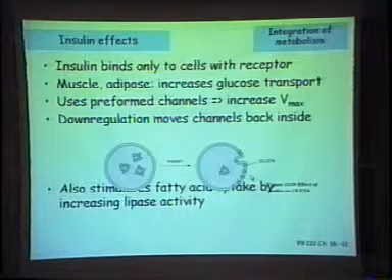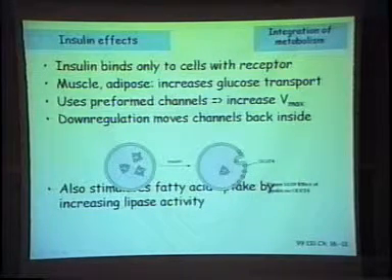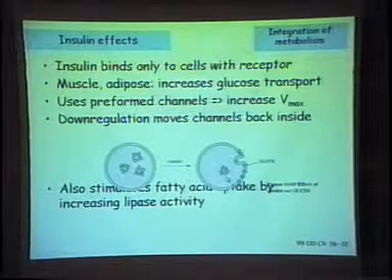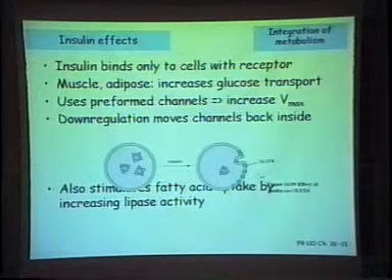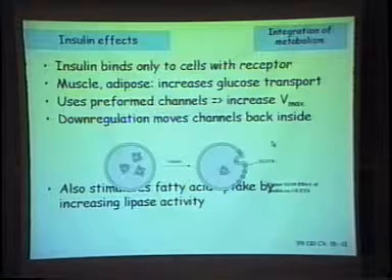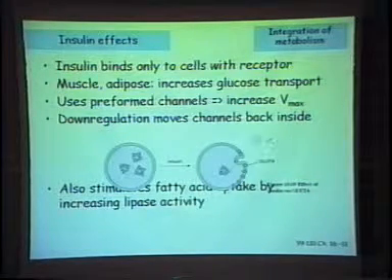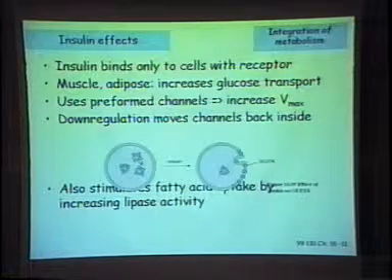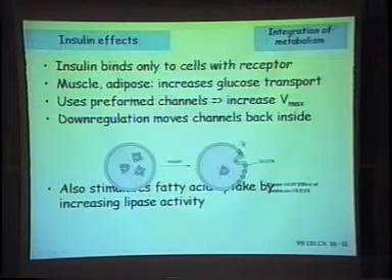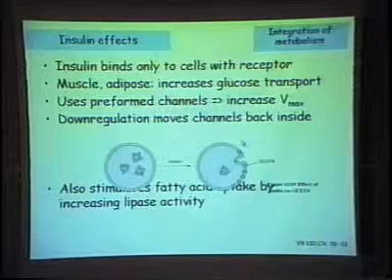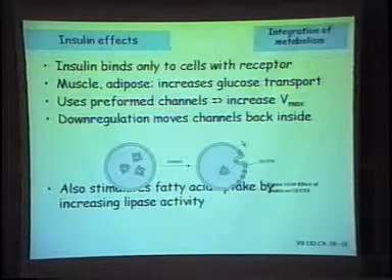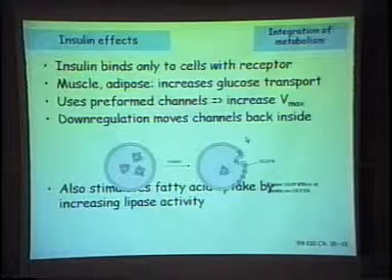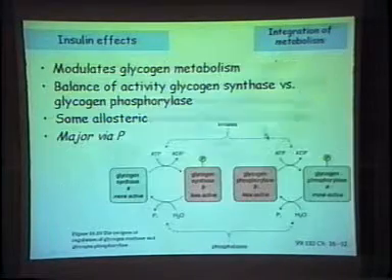Each channel is working the same as it did before. This is increasing the Vmax of the cell because you've got more enzyme. If you get the signal that the insulin's cleared out, you start getting counter signals, then the cell has ways to take these channels out of the membrane and store them back like that. It can also stimulate the fatty acid uptake, as I mentioned, by increasing the lipase activity. So you can sort of vacuum fatty acids out of the LDLs.